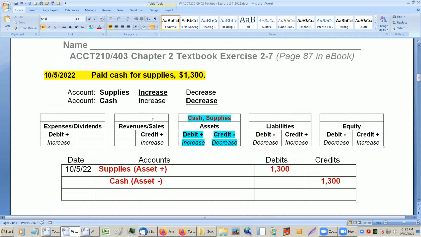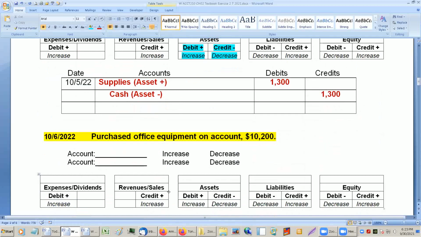And so revenues and expenses are nice because they're either debits or they're credits. Expenses are debits, revenues are credits. These other ones, the balance sheet ones, we still have to work on because they go up and down.